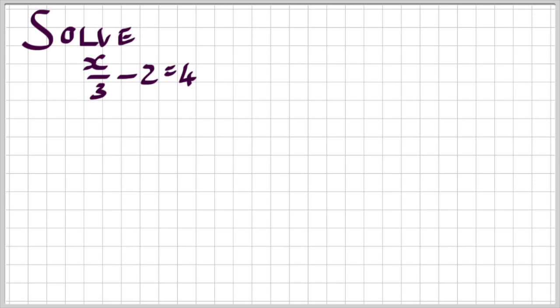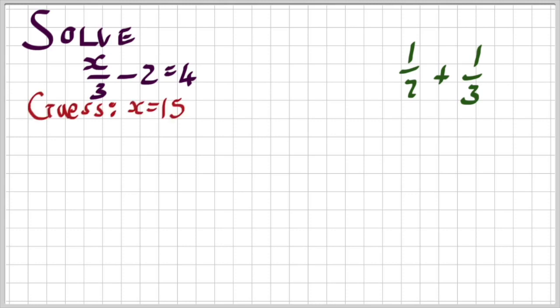So in other words, if I, for instance, had a half plus 1/3, how would you have handled this sum? Please tell me. You would have gotten the LCD. Well, that's exactly what we are going to do. So let's start by guessing.